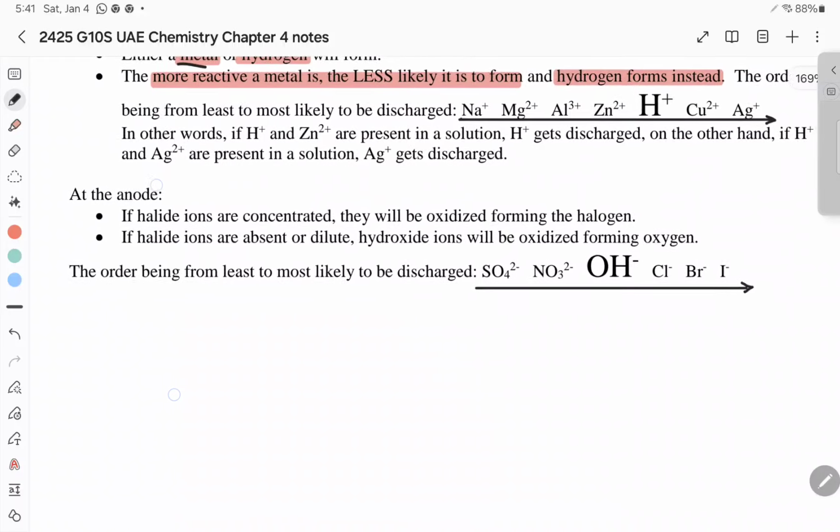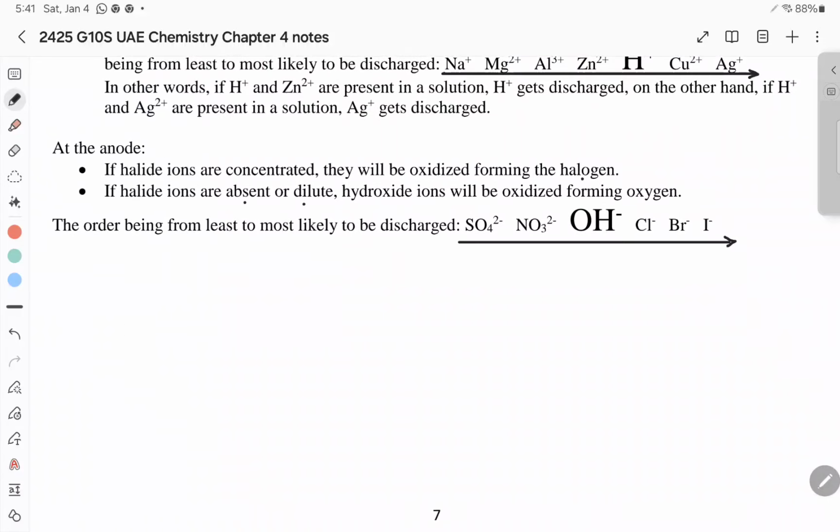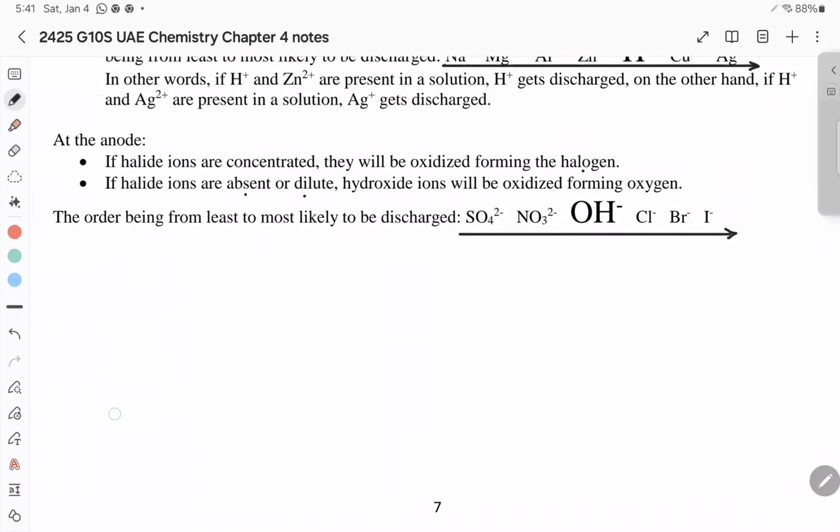And at the anode, same thing. If the halides are concentrated, they will be oxidized, forming the halogen. So when it's concentrated, the halogen is going to form, but if it's dilute or absent, hydroxide ions, which are found in the water, will form oxygen. And this also needs to be memorized.